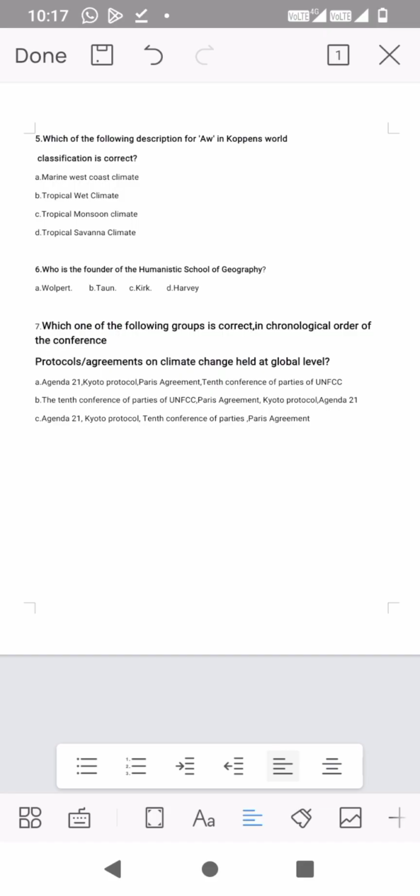The next question, or seventh question, is that you have to arrange the groups in correct chronological order of their occurrences. These are the conferences which were being held. And the correct answer is C: Agenda 21, Kyoto Protocol, 10th Conference of Parties, and the last is Paris Agreement.